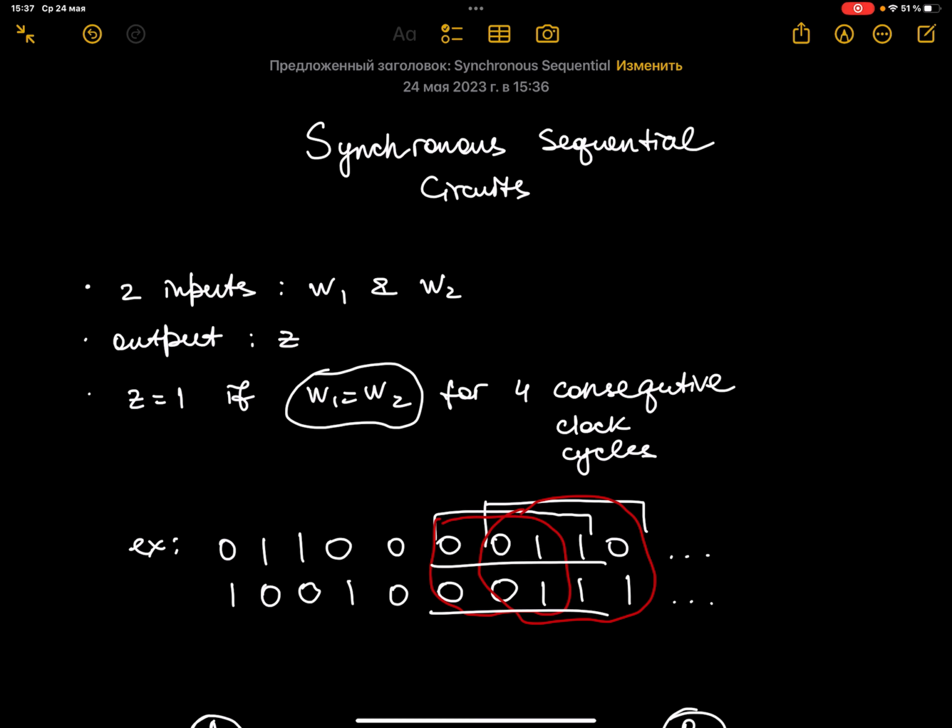What does it mean? A sequential circuit receives inputs constantly at each clock cycle. So if for 4 consecutive clock cycles, as you can see here in this example, W1 and W2 are the same, your Z is going to be 1.